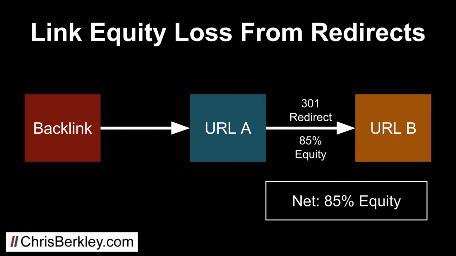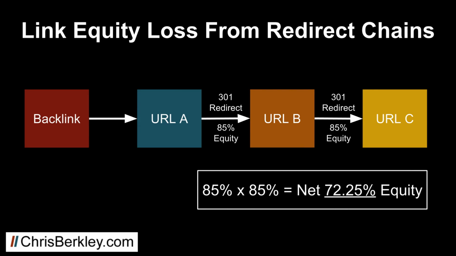Well, conventional wisdom has been that 301 redirects only pass about 85% of link equity. So if you have a backlink pointing to URL A, and you redirect URL A to URL B, URL B only gets about 85% of the value of the backlink. And unfortunately, that's unavoidable. If you have redirect chains, the conventional wisdom is that the loss in link equity is compounded. If there are two redirects in place, that becomes 85% of 85%, or roughly 72%. The more redirects there are, the worse it gets.